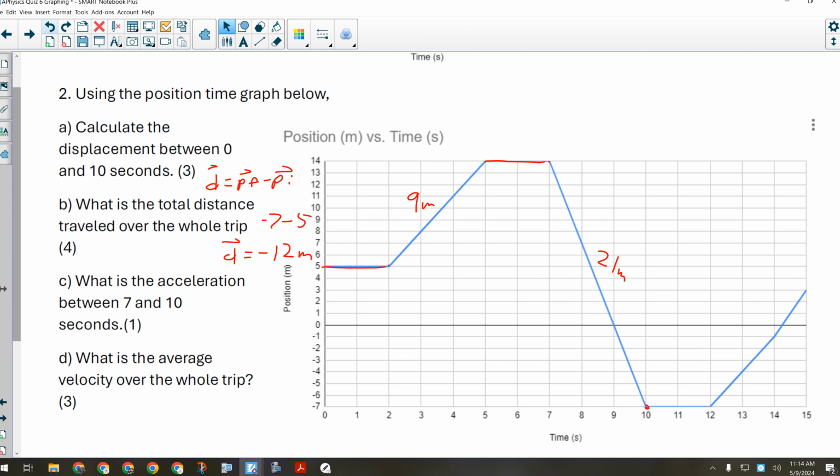I'm just doing those little maths in my head. Then I don't go anywhere for a little bit, and then I go from -7 to +3. -7 to +3 is 10, so that's another 10 meters. Now I know all the numbers. 9 plus 21 is 30, plus 10 is 40. So the distance traveled is 40 meters. Just piece by piece, because they did this, and then this, and then that, and we have to add them all together. Everybody all right with that?